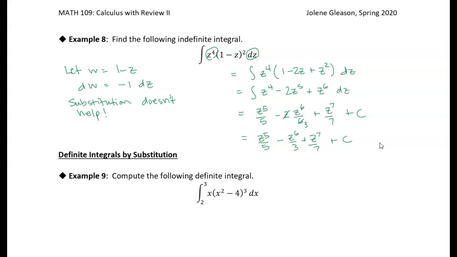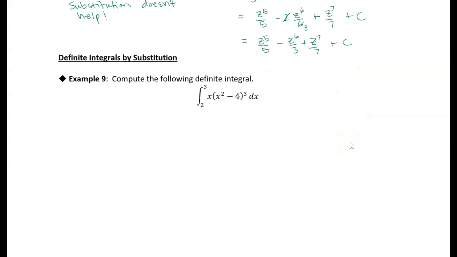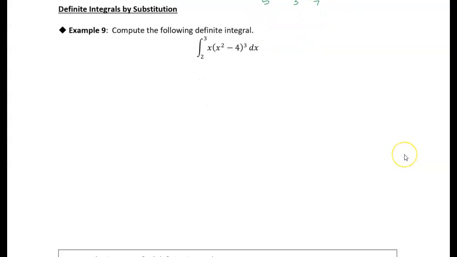All right, so now this last thing that we're going to talk about is just how we can evaluate definite integrals using the substitution rule. And it's pretty straightforward. If you can find the antiderivative, then you can evaluate it using the fundamental theorem of calculus, right? So let's first of all find the antiderivative, which is the thing we've been doing.